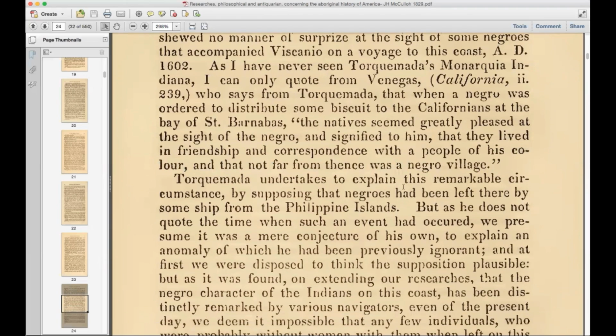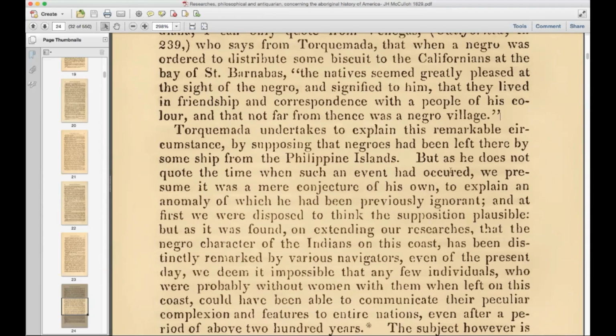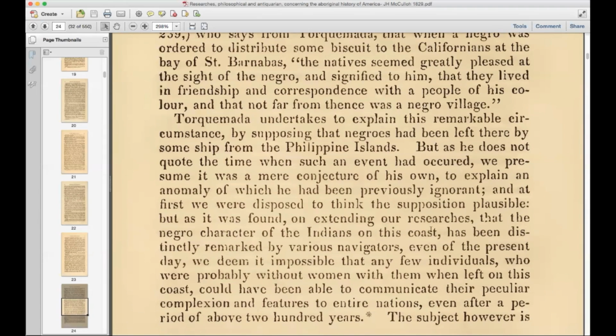Torquemada undertakes to explain this remarkable circumstance by supposing that Negroes had been left there by some ship from the Philippine Islands. But as he does not quote the time when such an event had occurred, we presume it was a mere conjecture of his own to explain an anomaly of which he had been previously ignorant, because he didn't know. And at first we were disposed to think the supposition plausible. But as it was found on extending our researches, now pay attention to what he's saying, it was a possible theory that maybe there were no aboriginal blacks, as they call them here in America, to him, this author.